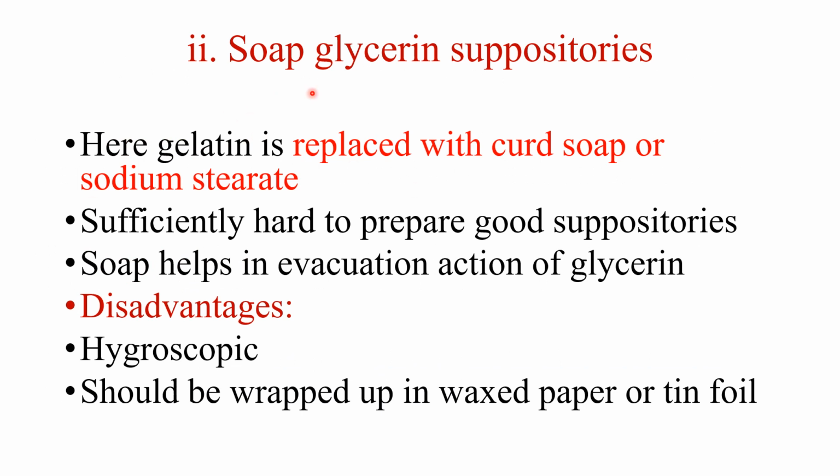Now, the second type is soap glycerin bases. The first one is glycerogelatin. Here we are going to replace the gelatin with soap, so these are called soap glycerin bases. So what is the gelatin replaced with? Curd soap or sodium stearate. They also have very good solidifying property and they are also suitable. Helps in evacuation of bowels. But the disadvantage is they are hygroscopic and they need to be wrapped, covered by a wax paper or a tin foil.